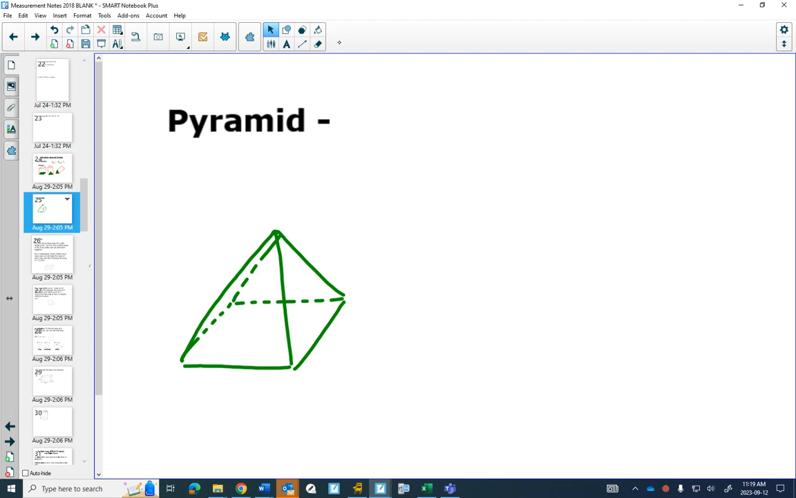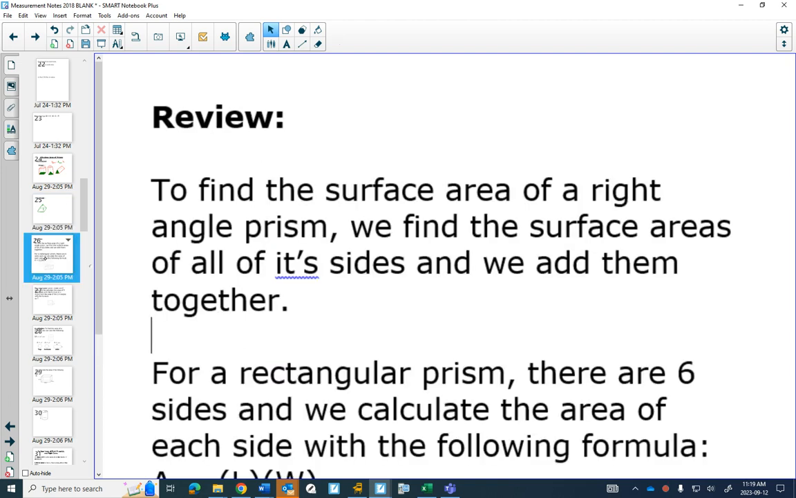So we're going to start with surface area. Here's a review. To find the surface area of a right angle prism or a rectangular prism, we find the surface area of all of its sides and just add them together.